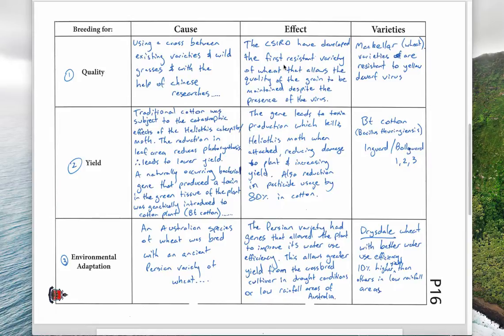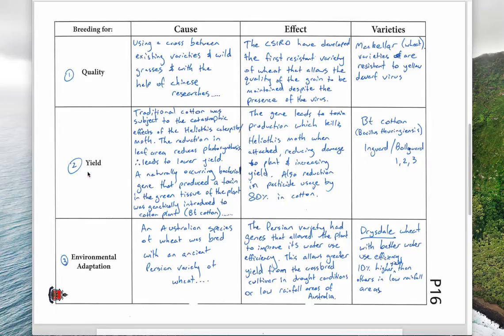So the wheat has taken on traits of the wild grasses, and those traits are being resistant to yellow dwarf virus, and so it allows the quality of the grain to be maintained despite the presence of the virus. So normally with wheat, if the yellow dwarf virus is present, the wheat will produce poor quality grain, but the gene from the wild grass has allowed it to maintain the quality. So the example here of quality is Mackellar wheat.